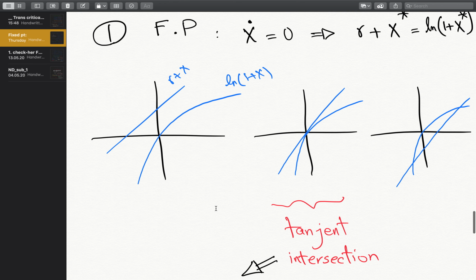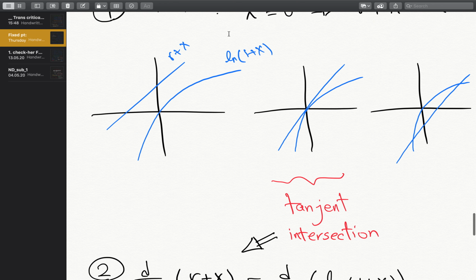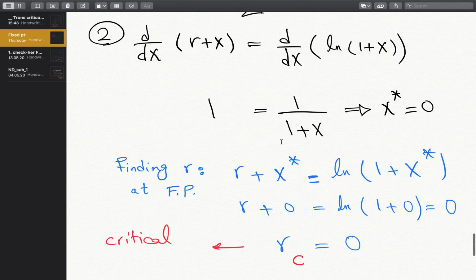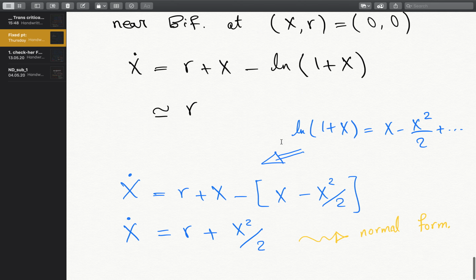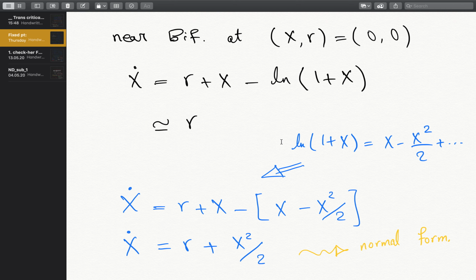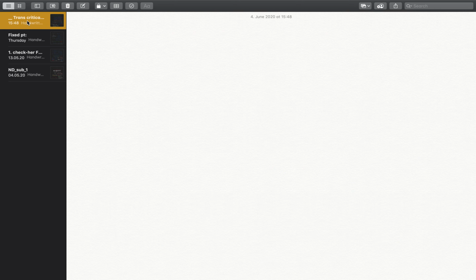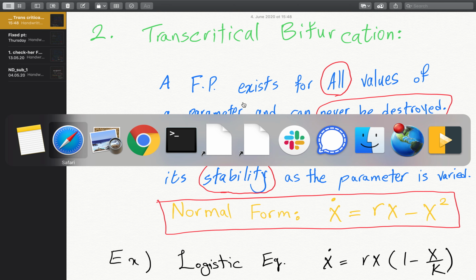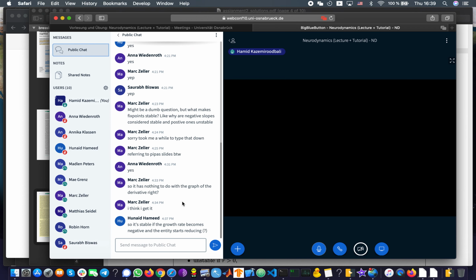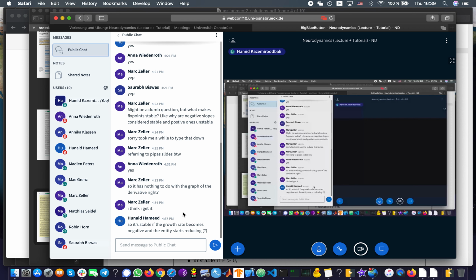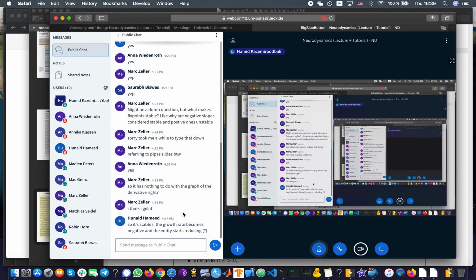So this is just an example, which we actually have in our practice sheet, and this is the saddle node bifurcation. If you don't have a question, which, okay, so it's stable if the growth rate becomes negative and the entity starts reducing.